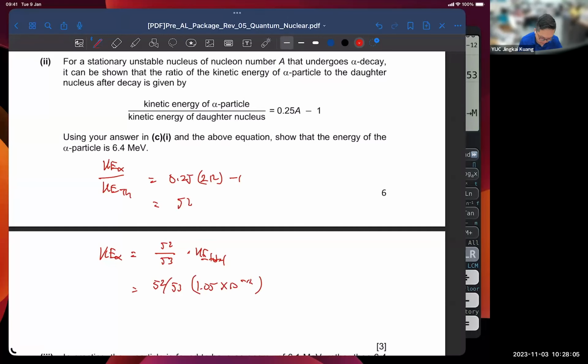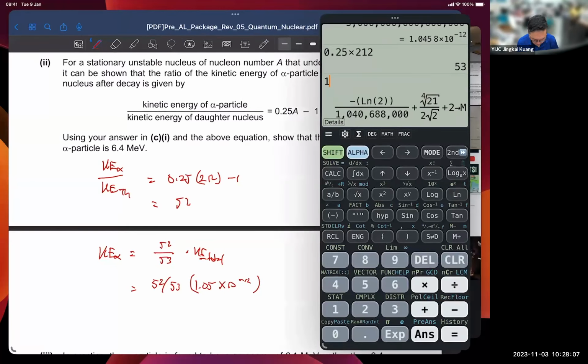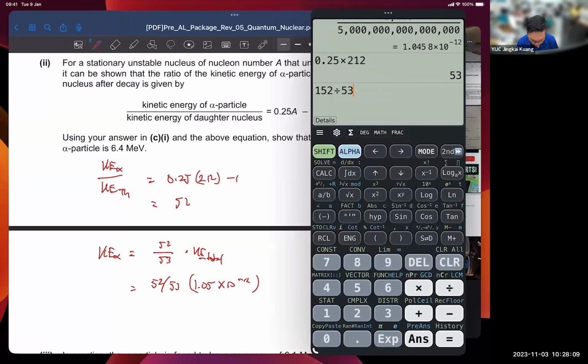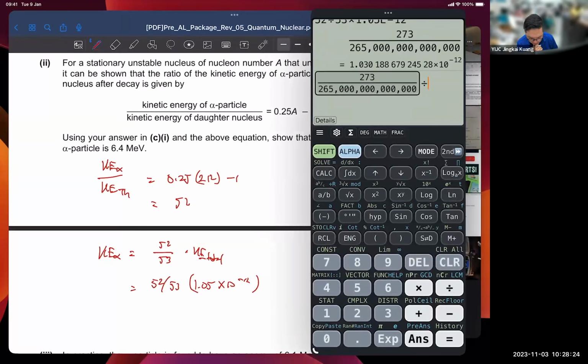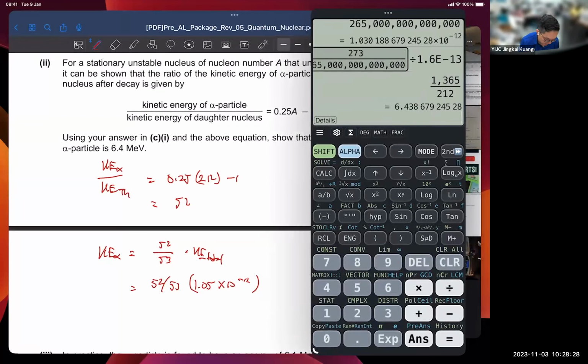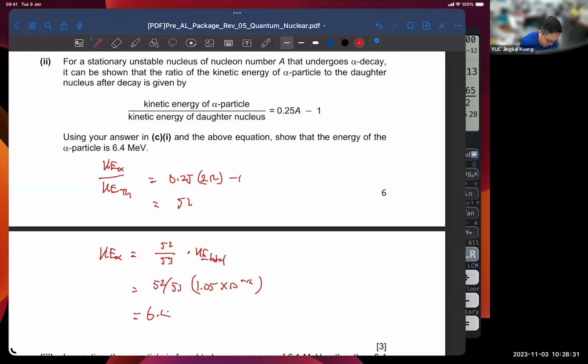So do that conversion. 52 divided by 53 times 1.05 e negative 12. Okay, this value you get, then convert it into mega electron volt. So divide by 1.6 exponential negative 13. So about 6.438 MeV. Therefore, 6.4 MeV.